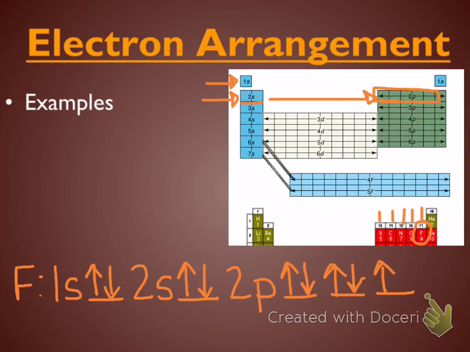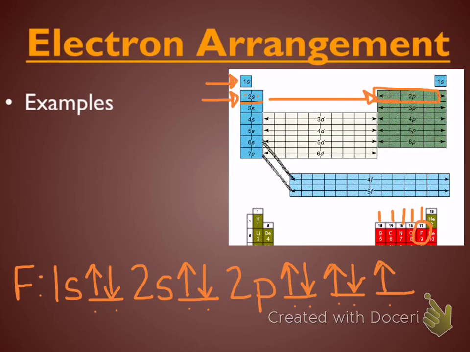If we go back and count all the electrons that we've drawn, we have 1, 2, 3, 4, 5, 6, 7, 8, 9. And that number 9 matches the atomic number of fluorine. So every time you finish the electron diagram for an atom, your number of electrons should match the atomic number.